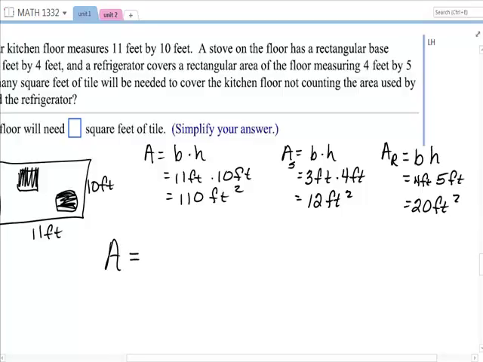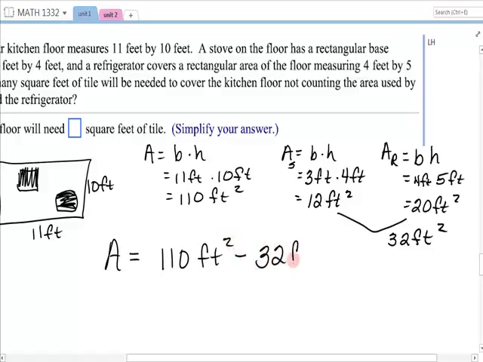Okay, now if I add all these up, is that what you're telling me to do? No. Oh, okay. All right, so you're saying add these up, and that'll be my deduction, right? So if I add these two up, I get 32 feet squared. And that's got to be deducted from what I need, correct? So I have 110 feet squared minus the reduction of 32 feet squared, which is how much?